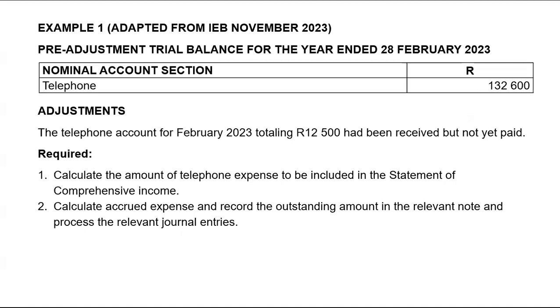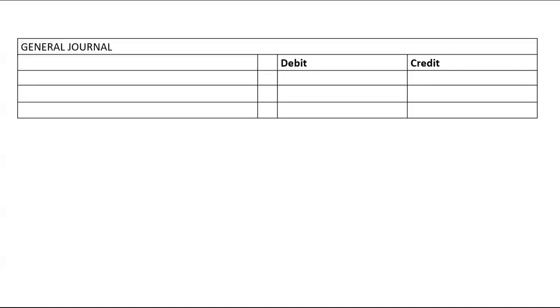The telephone expense incurred will be 132,600 plus 12,500. So we need to increase our telephone expenses on the debit side by 12,500. And then credit our liability, which is what we still owe, and that will be 12,500. Because we have used airtime for February, but we have not yet paid for it. So it's a liability from our side.